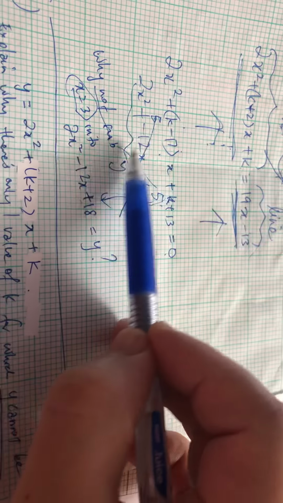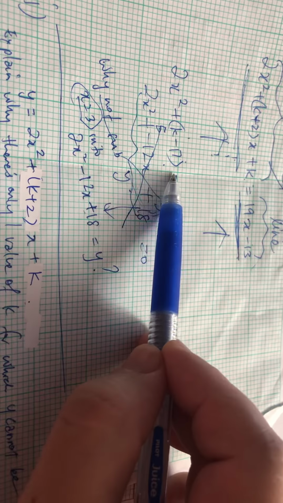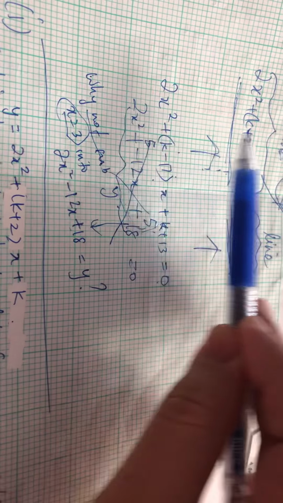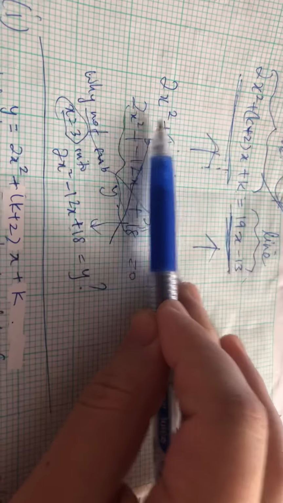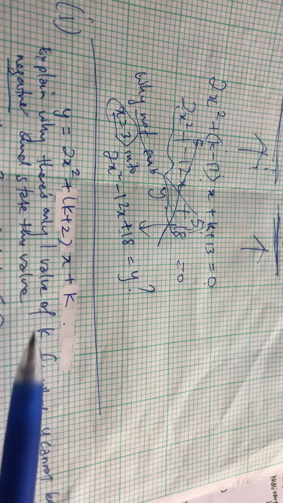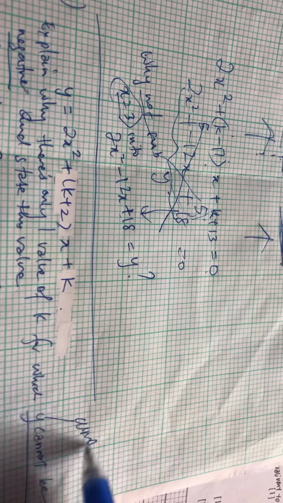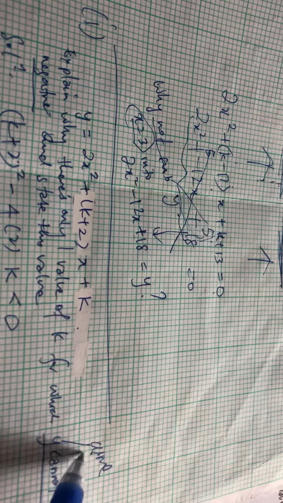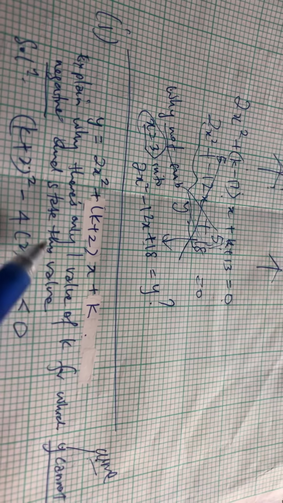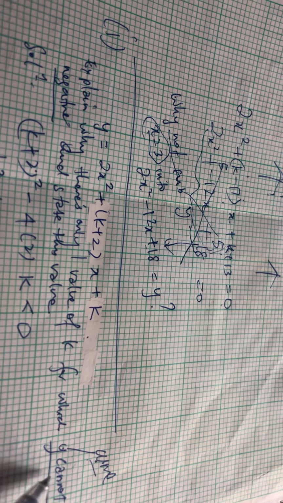So take note, do not be confused. This is not the curve that we're looking for. In fact, this is another curve, but it's the equivalent form of this. That means if I solve this and I solve this, I'll get the same answer. Alright, but for this particular question, when they're asking you for this y, they're referring to the quadratic curve, and the curve that they're referring to is this original curve. Okay, now that you've understood what y represents, let us look at the question again. Explain why there's only one value of k for which y cannot be negative.